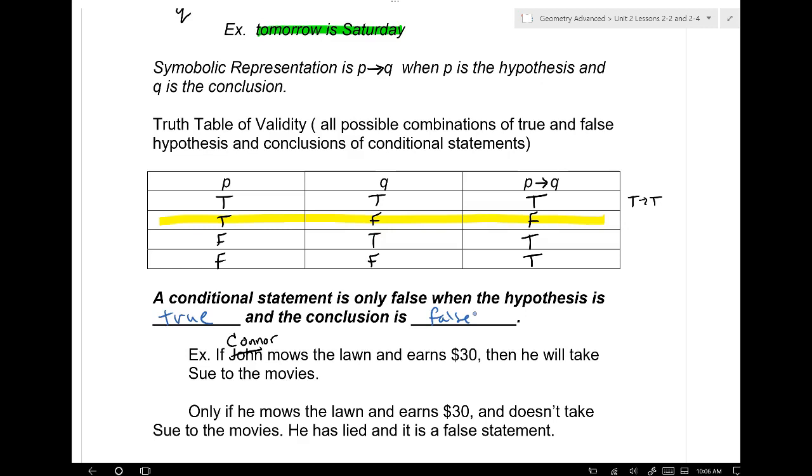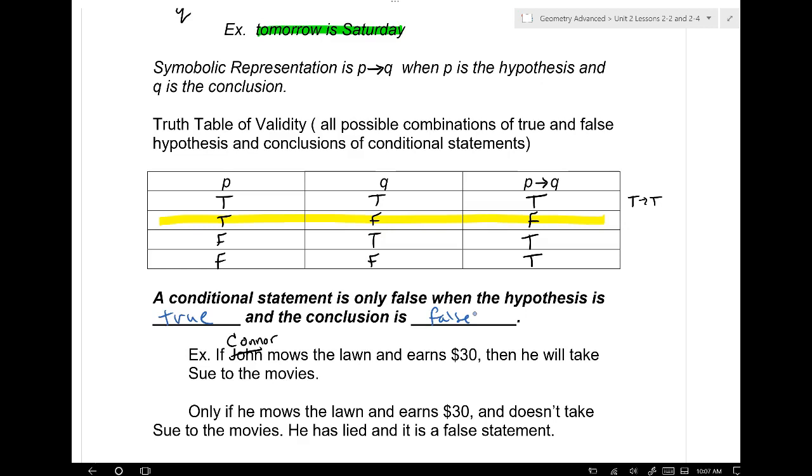Right? If he didn't mow the lawn, but he still took her to the movies, is he a good guy? You're a good boyfriend right there, Connor. See? Way to go. He's doing great. So that third line makes sense. Now, how about the last line, though? What if he doesn't mow the lawn and he doesn't take her to the movies? Did he end up lying to her? No. He's still a good, honest man. It's still a true statement there.